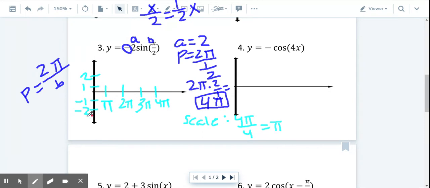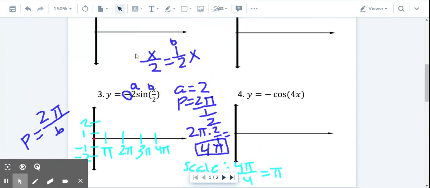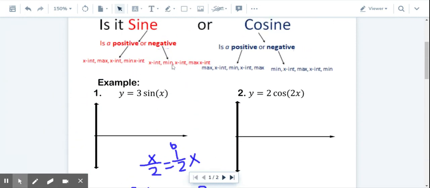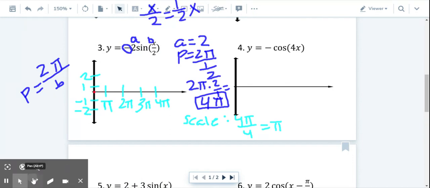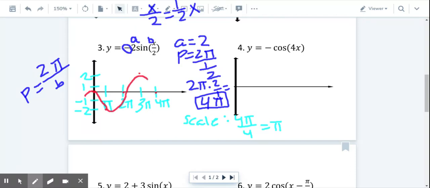So instead of going x to a maximum, we go x to a minimum. Starting at the y-axis still, we start at the same point, right here at the x-axis, but then our pattern says x to min, and then back to x. So our next dash over is a minimum, and our next dash over is an x-intercept, and then a maximum, and then an x-intercept. Once we have that, we can connect the points in this curve. Be sure to put your arrows on the end.